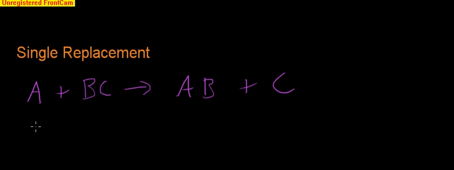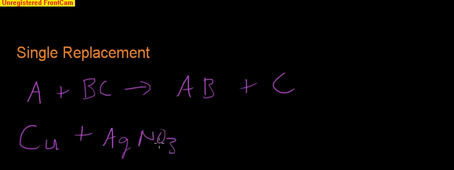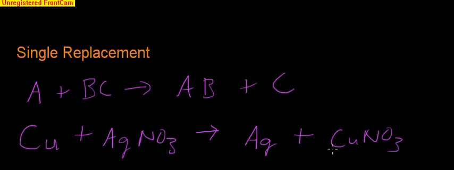A real life example of this would be if we had copper metal, Cu, plus silver nitrate, AgNO3. These are going to chemically combine, and we're going to have a single replacement reaction. The copper is going to displace the silver, so our products are going to be silver metal plus copper nitrate. Like we said, the copper and the silver basically just switched places. So that's a single replacement.